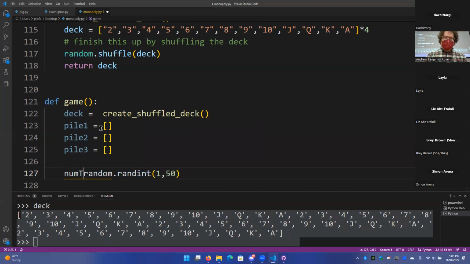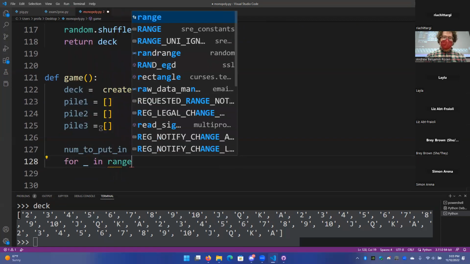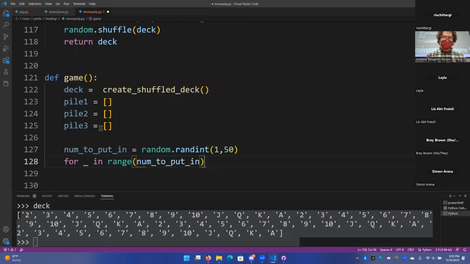Num to put in is equal to 1 to 50. And then what we do is for in range num to put in. So we do this many times.